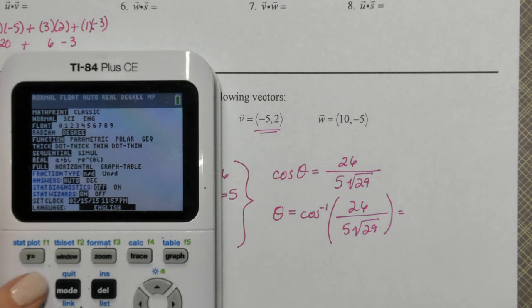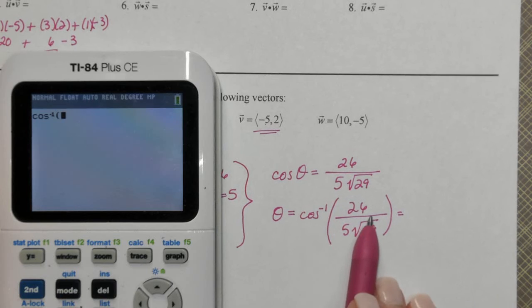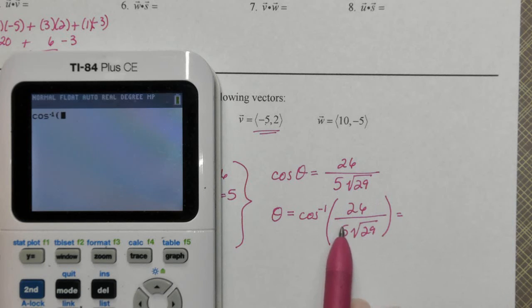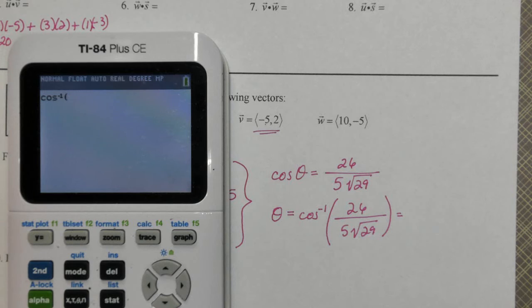And I'm going to go to my home screen. Cosine inverse, or inverse cosine of. Now, two ways to do this. I can put parentheses around my whole denominator. I recently was reminded that these calculators have a fraction bar. Now, not all calculators will have this fraction bar, but these calculators do, and I hesitate to even show you it. I really do. Let me first show you something.